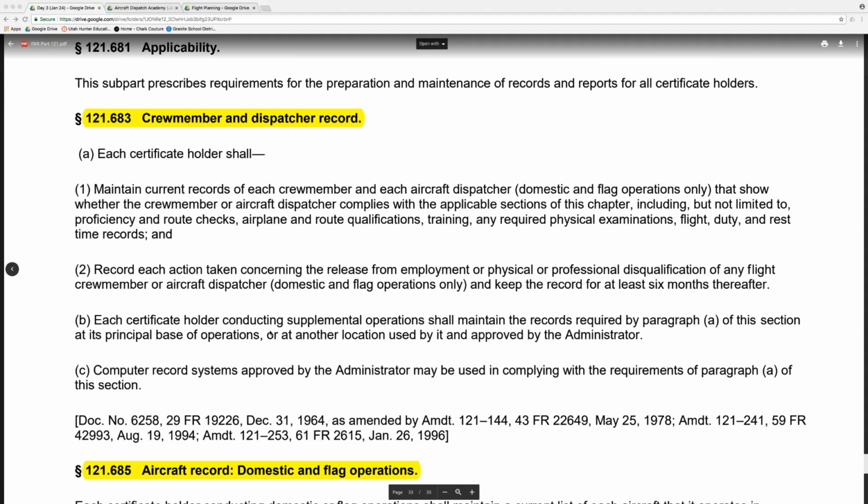Marisa? I'm here. Yeah, do you want to read this section 683?